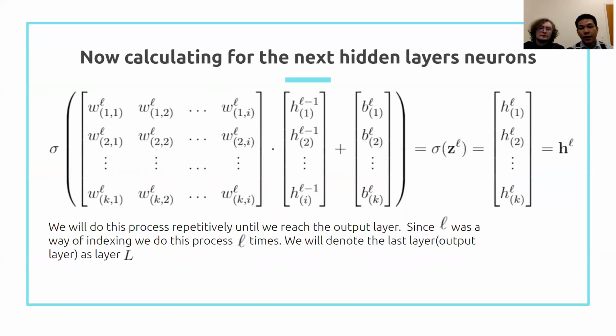So then calculate for the next hidden layer's neurons. So for example, if we were trying to calculate for hidden layer 1's neurons, we would do W1 times H0 plus B1, and that would be equal to sigmoid of Z1, and that would give us H1. So then to generalize it for all, because we have to go from every single hidden layer to every single other hidden layer forward after it, sigmoid of WL times HL minus 1 plus BL equals sigma of ZL equals HL. And we're going to do this L times since our neural network has L layers. And the last layer we would denote as capital L.